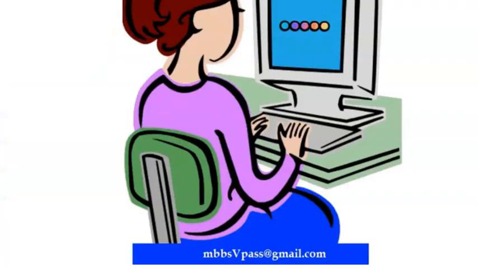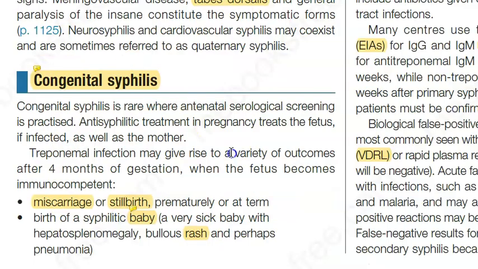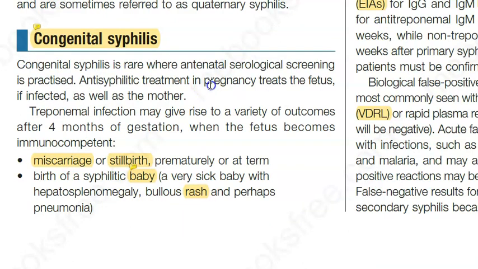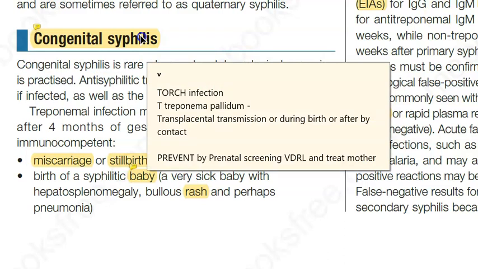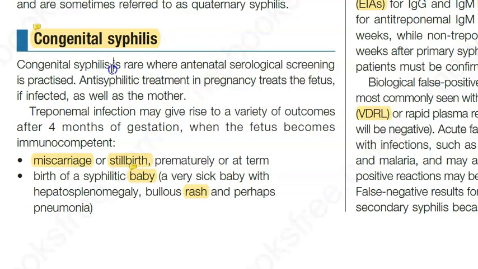So congenital syphilis, guys. Here you should know that they have divided this again into early symptoms and late symptoms. As soon as a child is born, how will you know that it has syphilis? The mother will easily transmit the syphilis bacteria to the baby. The fetus can land up with miscarriage, stillbirth, premature birth, etc. It's going to be a very sick baby, they are saying here.